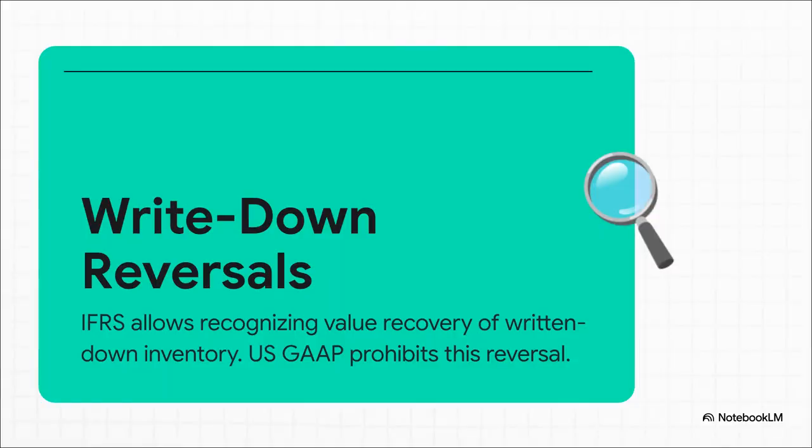And you see that same kind of thinking when it comes to value recovery. So let's say there's a market dip, and you have to write down the value of your inventory. If that market bounces back, an IFRS company can actually reverse that write-down and show the asset's recovered value. But under GAAP, nope, it's much more conservative. Once that value is written down, it stays down, period.